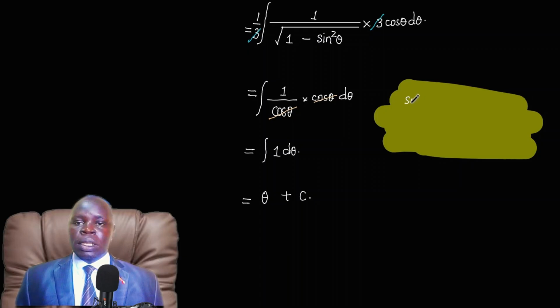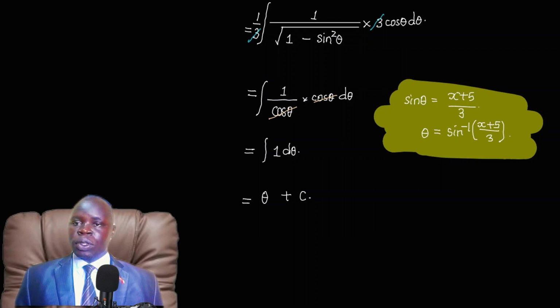sine theta was equivalent to x plus 5 over 3. So here we need to isolate theta alone, and we can bring theta alone here by getting an inverse of this sine. So we have here sine inverse of our x plus 5 over 3, and we close that.